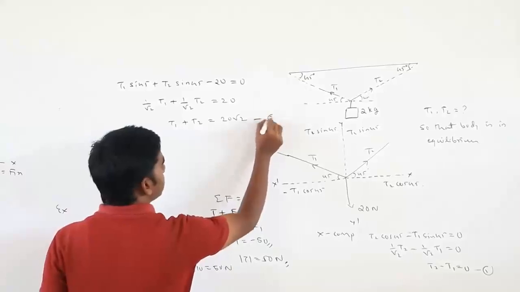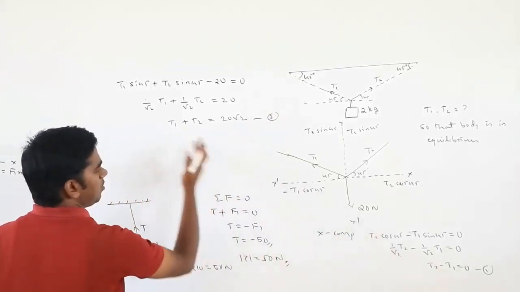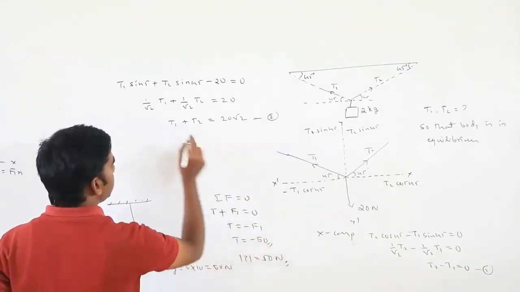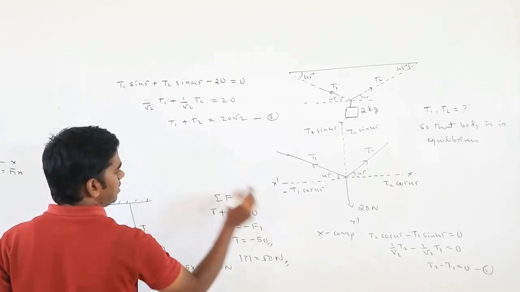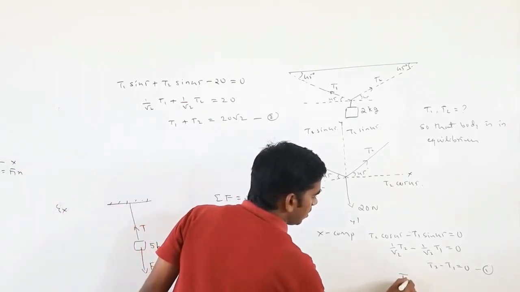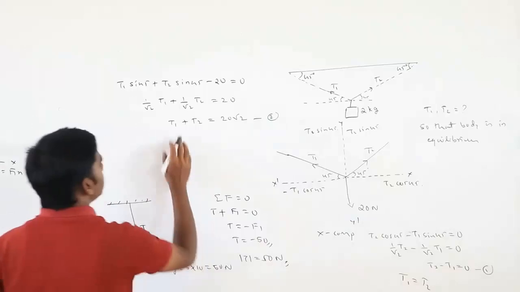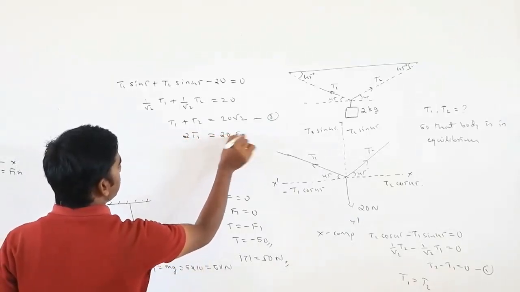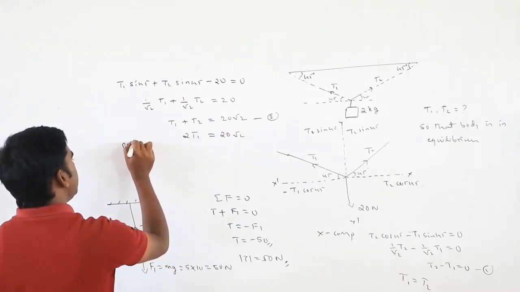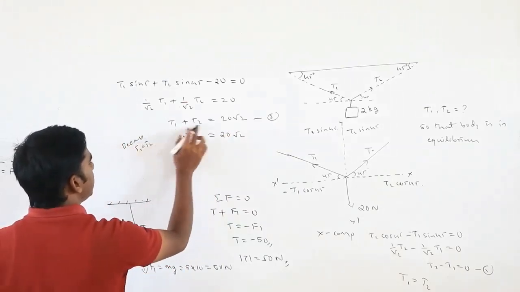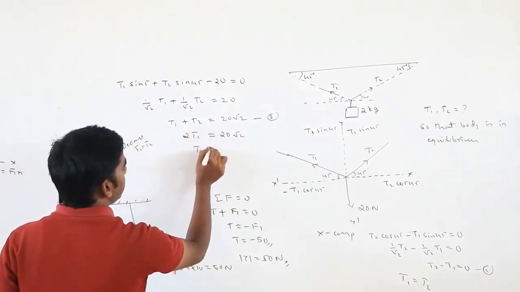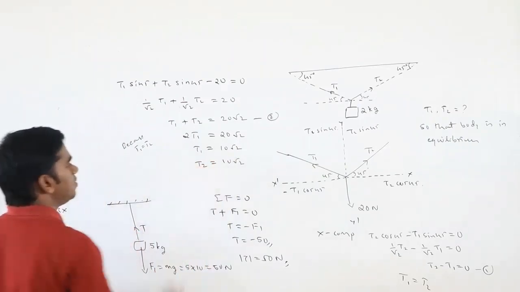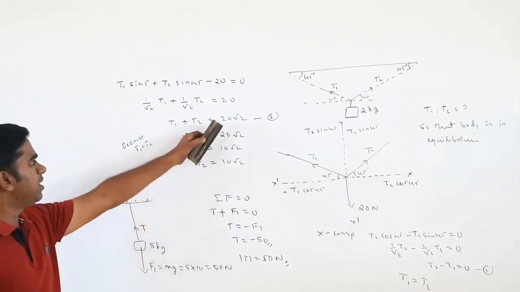So you got two equations. From these two equations, obviously you can get t1 and t2. The first equation is t2 minus t1 equals 0. That means you can substitute t1 equals t2. So I can write 2 t1 equals 20 root 2, because I am taking t2 as t1. So t1 is 10 root 2. Then t2 is also 10 root 2, because t1 equals t2. The sum becomes again 20 root 2.